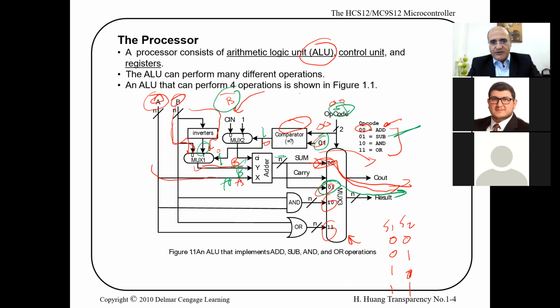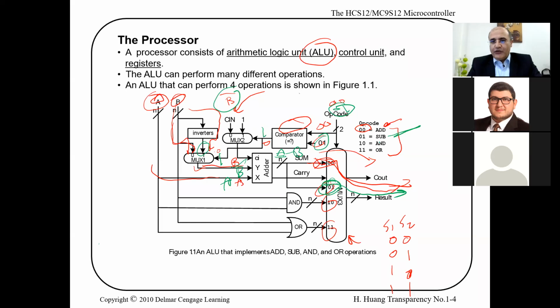Adding A plus B complement, the 1's complement of B, is what? A plus 1's complement, A minus B. Exactly. So what we get here is A minus B. This is the logic. So the result is subtracting B from A.